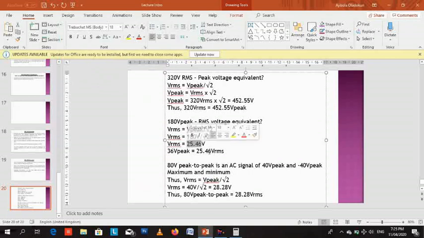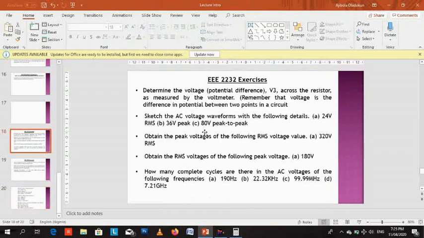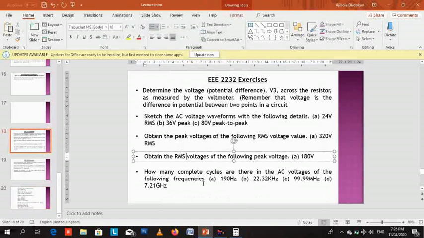Now, if you use your multimeter to measure an AC voltage that has 180 volts V peak, what the multimeter will show you is 127.28. The multimeter won't show you the peak voltage. Multimeters measure the RMS voltage of an AC signal. I think we mentioned that last module, module 1.